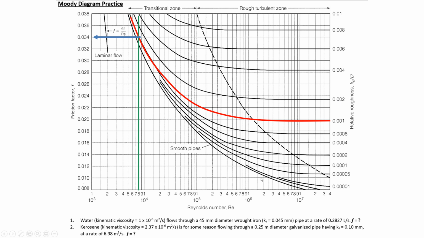All right, so let me pause for a second, give you some more time to do the calculations for the kerosene problem. It's flowing at a much larger flow rate. Even though the pipe diameter is bigger, it's still going to have a larger velocity. So this is going to be the other extreme. Here we're at the extreme low end of the Reynolds number range in the transition zone. We'll be well into the rough turbulent zone for the next one.